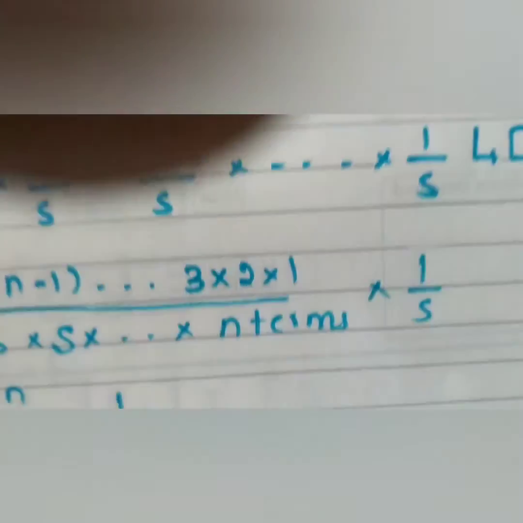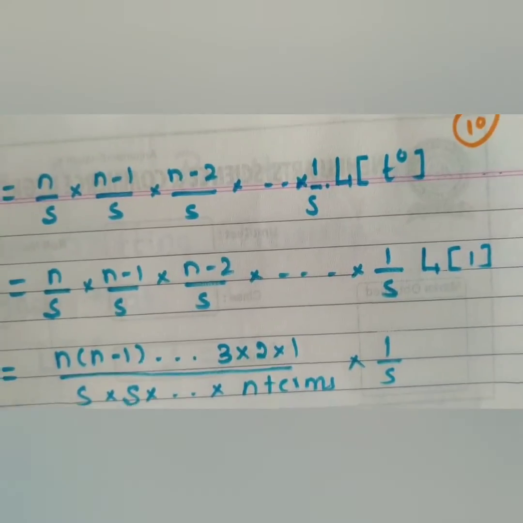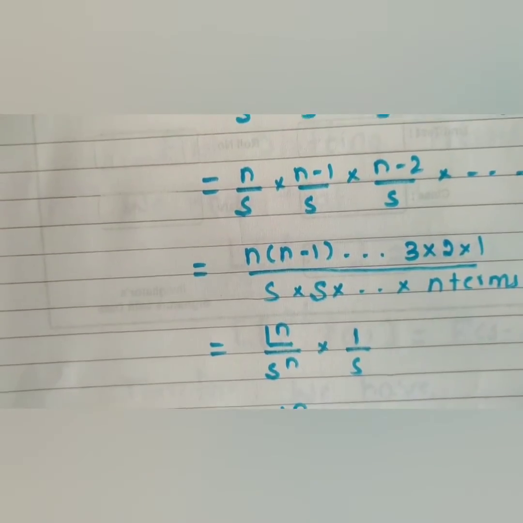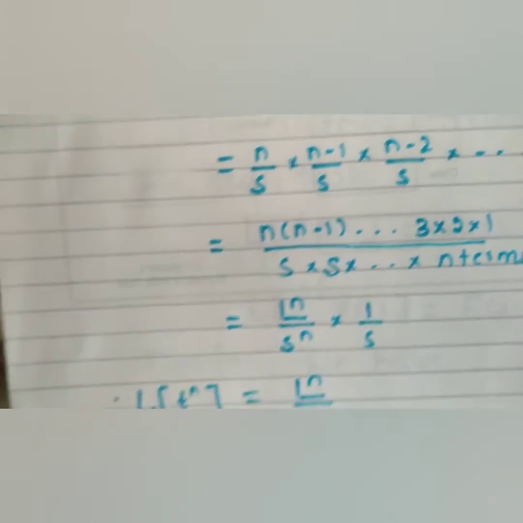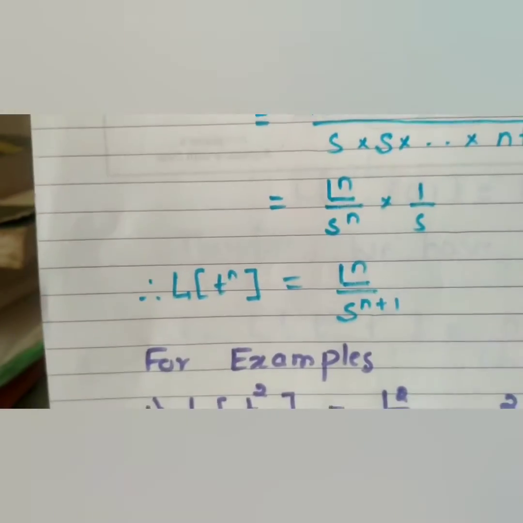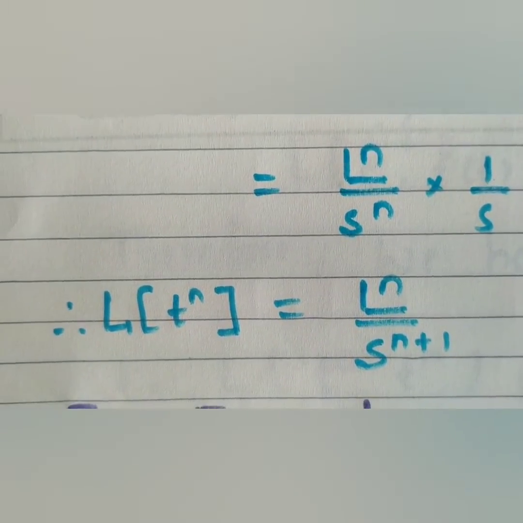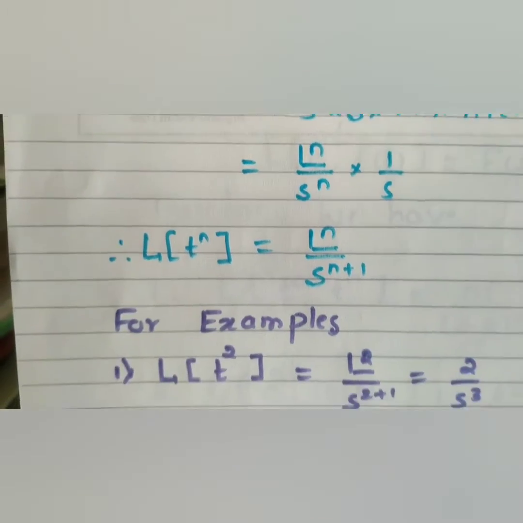The remaining thing is L of 1. L of t raised to 0 is L of 1, and L of 1 is 1 by s. So in the numerator it is n into n minus 1 into n minus 2 and so on up to 3 into 2 into 1, written as n factorial, divided by s raised to n into s, which is s raised to n plus 1. Therefore, L of t raised to n is factorial n divided by s raised to n plus 1.